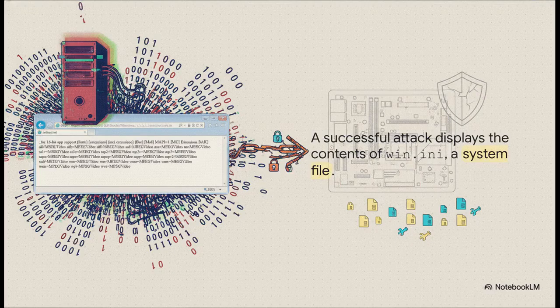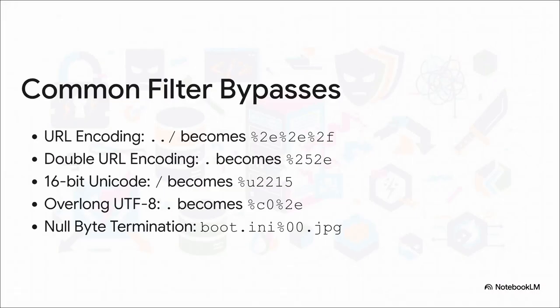And here's a real-world example of what that looks like. You can see it right in the URL, that long string of traversal sequences. The attacker has successfully tricked the application. Instead of showing an image, it's displaying the contents of win.ini, which is a critical system configuration file on Windows. This is basically the smoking gun. It proves the attacker has broken free from the web directory and can now read pretty much any file they want on the server.